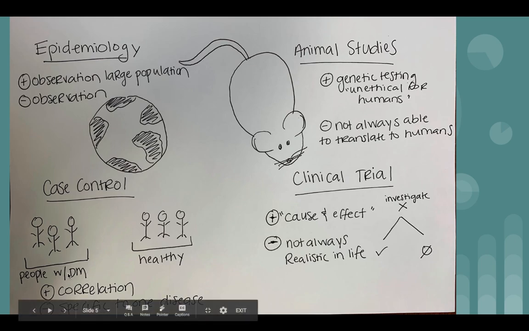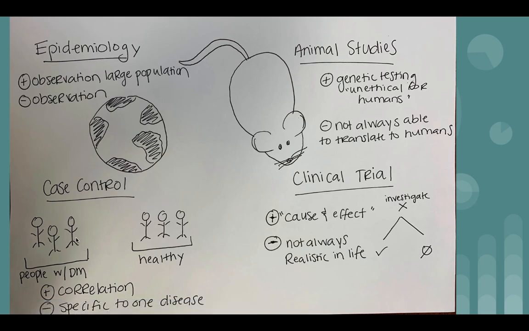The case control, the positive is the correlation, but the negative is you're only looking at that one group that has that diseased state. And then clinical trial, it's a positive that it's more cause and effect. However, it's not always realistic to translate to real life. For example, in dietary interventions, if they provide all meals in a laboratory, that's not always going to have the same effect because not everybody has the ability to purchase their meals that have the exact micronutrients, exact macronutrients for that necessary outcome.